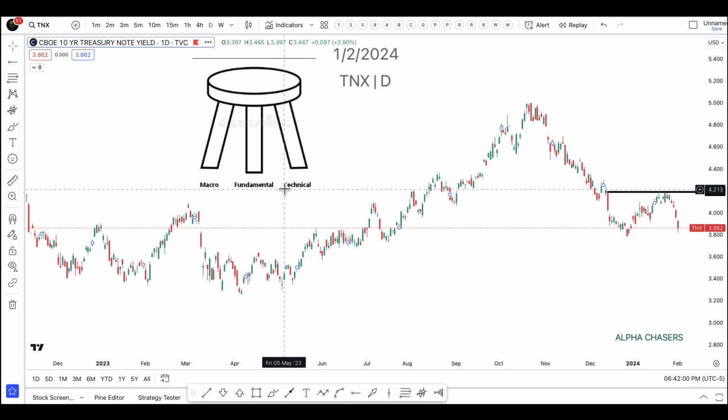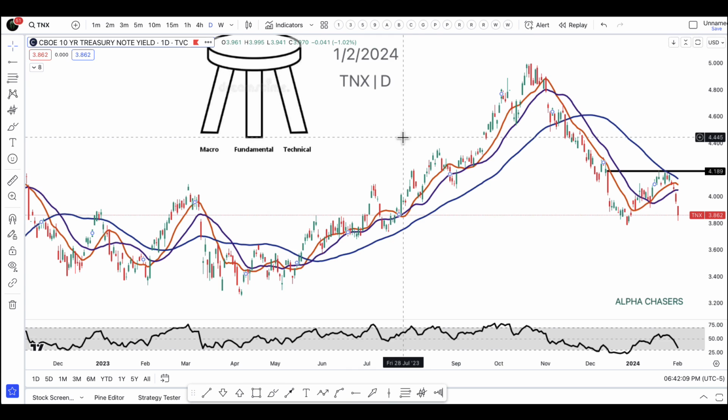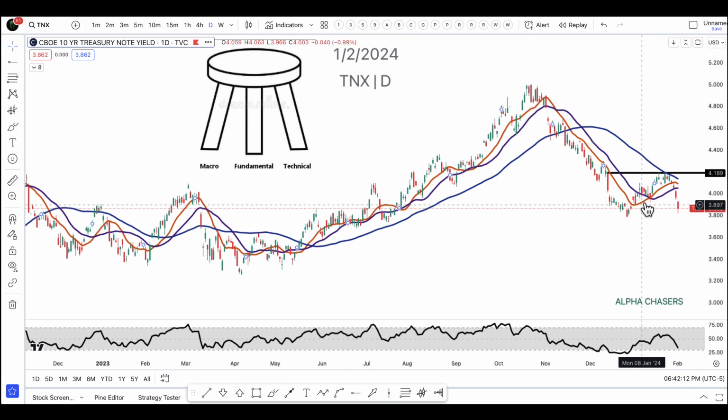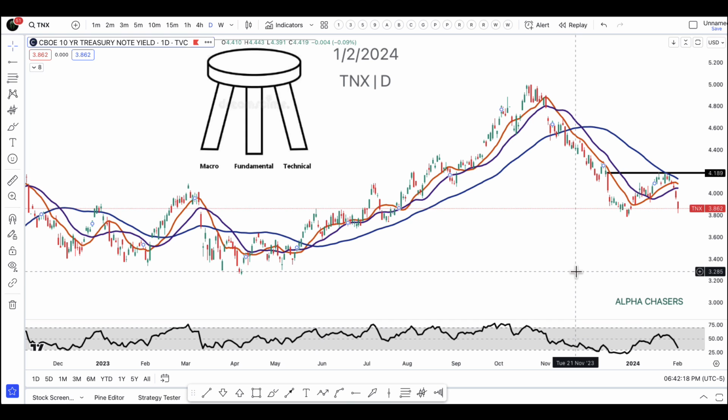So fundamentally, we're going to talk about Meta, why it moved the way that it did, and how you can utilize this and do those kinds of trades yourself. But technically, if we just look at the simplest of indicators, I use a 12, a 22, and a 55. You should use what you're comfortable with, but you can clearly see that the 55 is being respected.